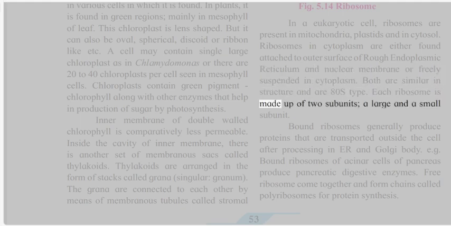Each ribosome is made up of two subunits, a large and a small subunit. Bound ribosomes generally produce proteins that are transported outside the cell after processing in the ER and Golgi body, e.g. bound ribosomes of acinar cells of the pancreas produce pancreatic digestive enzymes. Free ribosomes come together and form chains called polyribosomes for protein synthesis.